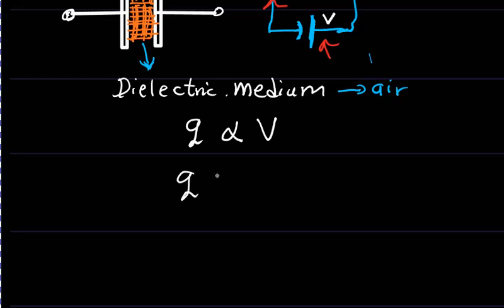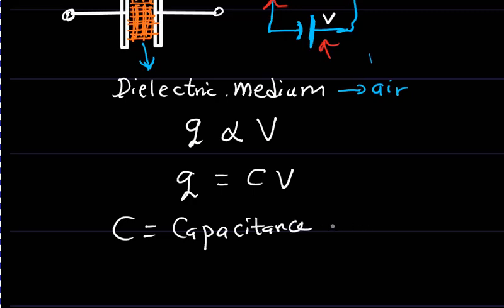Okay, so as you know very well in mathematics, if I remove the sign of proportionality and introduce a constant, the constant I'm going to introduce is C. This C is what we refer to as the capacitance of the capacitor, which of course is measured in microfarad.